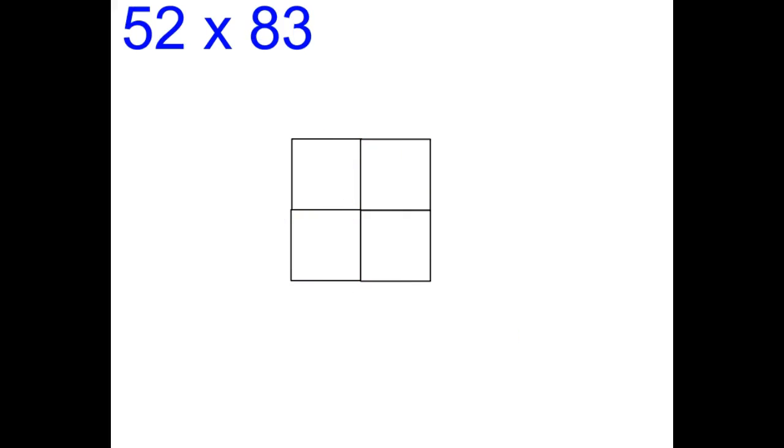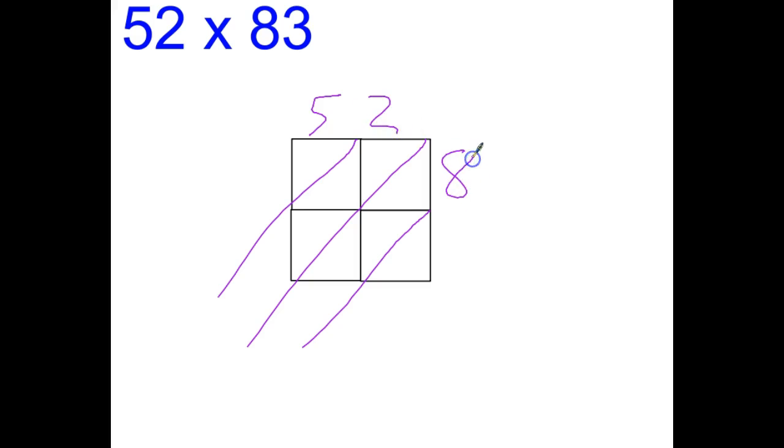Let's try one more time. Get my diagonals in and get my numbers going. 52 times 83. Does not matter where I put the big one or the small one because we're still going to get the same answer. 5 times 8 in this first square on the top left is 40. 8 times 2 is 16. 3 times 5 is 15. 3 times 2 is 6. So I'm going to put it down as 0, 6.